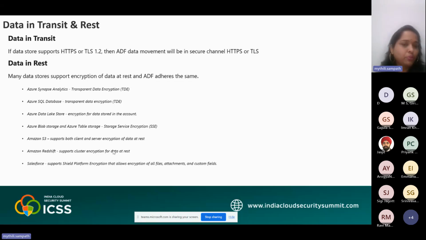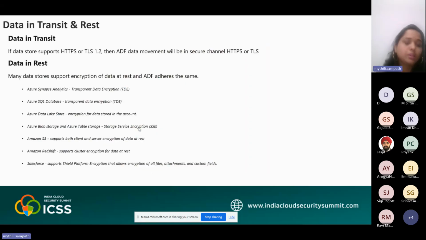Data at rest, of course, ADF adheres to whatever the data source has. It supports it, no matter what it supports, ADF also adheres to the same. For example, if you are using Blob storage or Table storage, that is a storage service with encryption, so ADF uses it as it is.